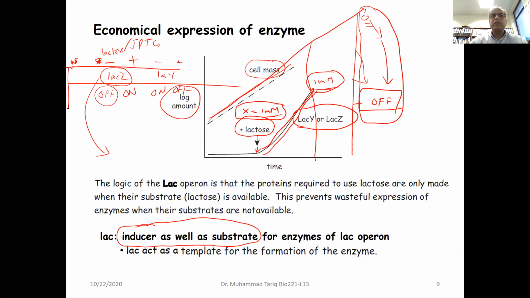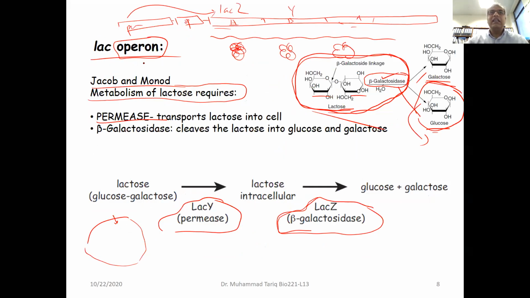Yes, sir. Sir, before you move on, I have a small question. Sir, when lactose acts as an inducer as well as a substrate, so it acts as a ligand for the enzyme. Then how can it also be an enzyme? Which enzyme? The lac Z enzyme. No. It's not a ligand for lac Z. We don't know yet what it's a ligand for.